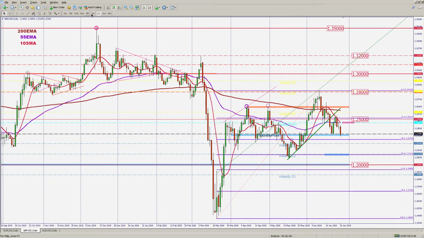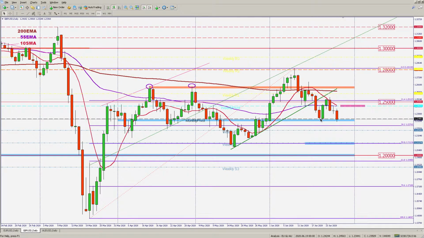The cable has also weakened after a bounce from the monthly pivot from 123.40 at the start of the week, and right back up to the 125 range, key round figure 125, and then fell for the last 3 days of the week right back to the monthly pivot, but with a bearish close on the Friday where it could extend further.